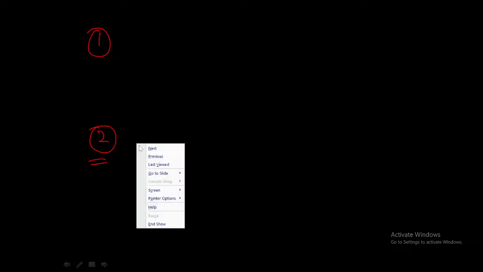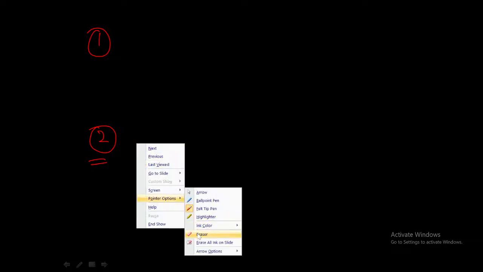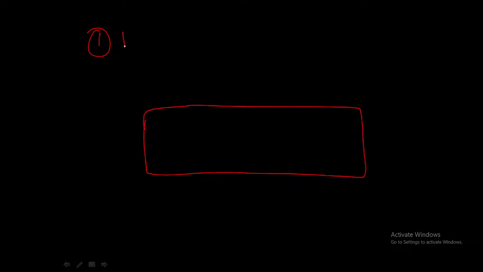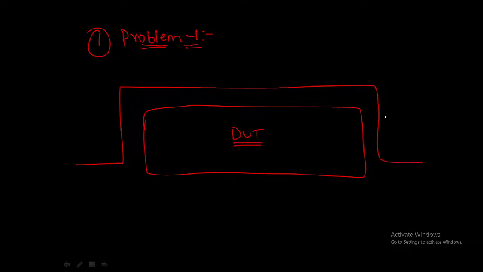First, let us discuss our first problem. So let's say we have a DUT here. This is problem number one. Let us say this is our DUT, which means design under test. And this is our test bench, through which we are going to test our DUT.